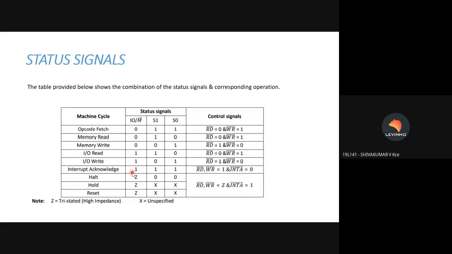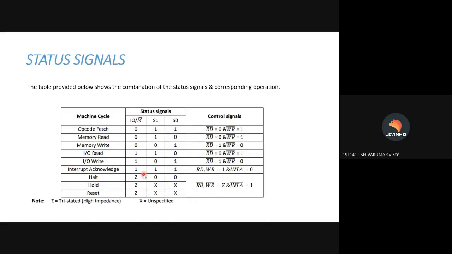Hello? Yes, Shivakumar, you start continuing. Sir, it disconnects in between. Mobile data goes off, sir. Okay, fine. But we can hear you continuously.